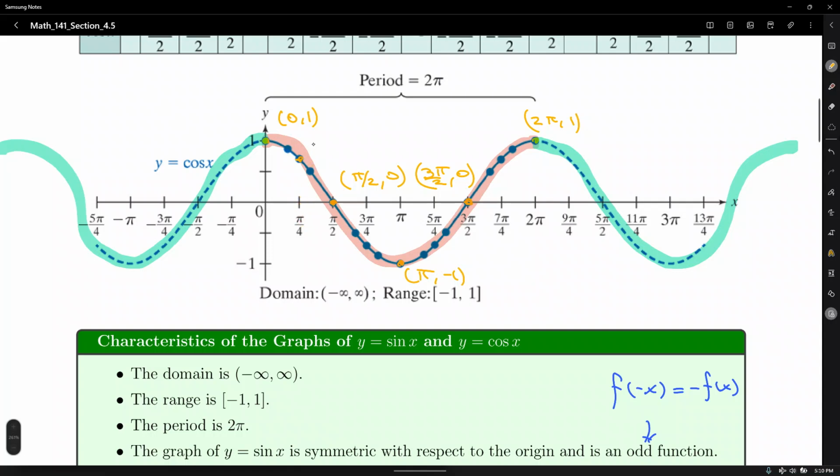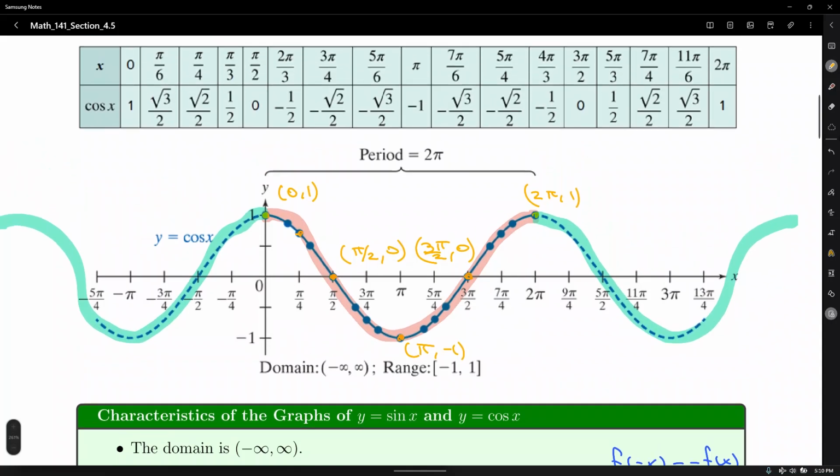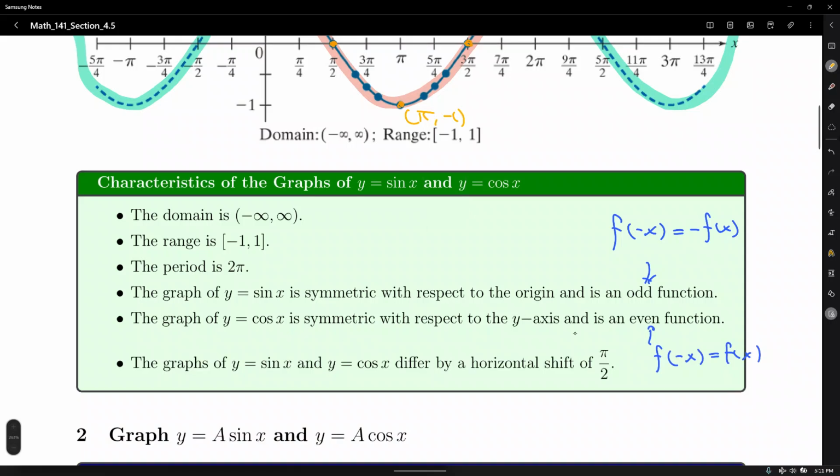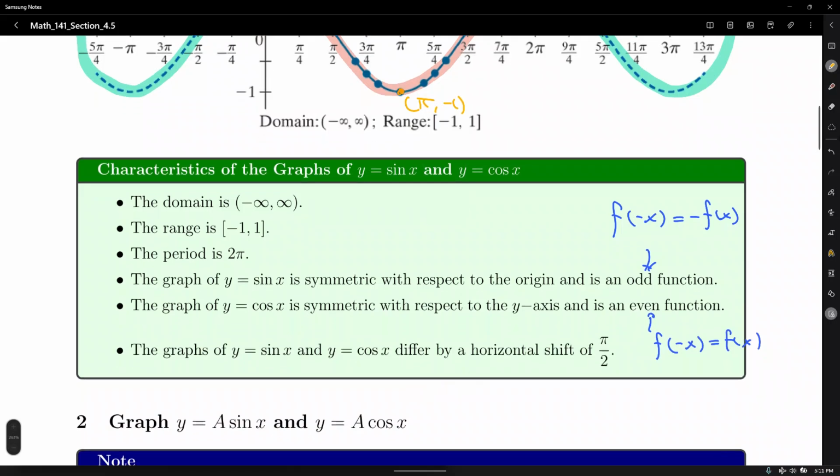like the point pi/4, comma, root of 2 over 2, which in the opposite sign, on the opposite side, negative pi/4, comma, root of 2 over 2. Well, this tells us that the graph is symmetric to the y-axis. That's what makes an even function, all right?